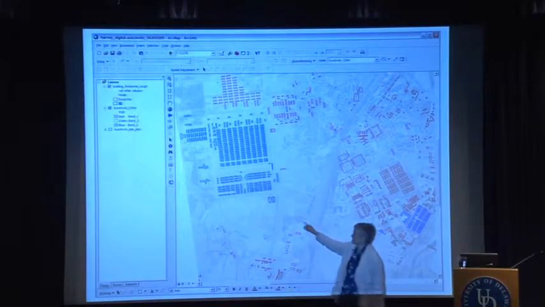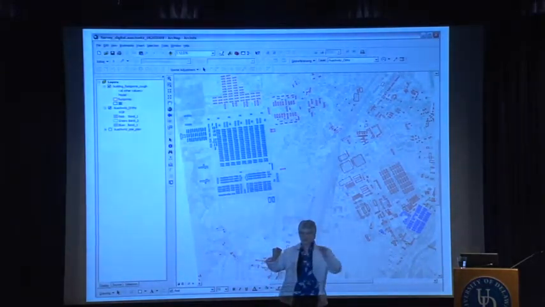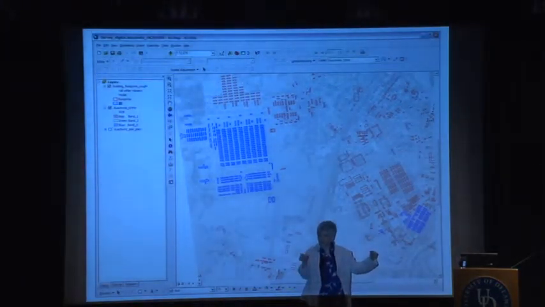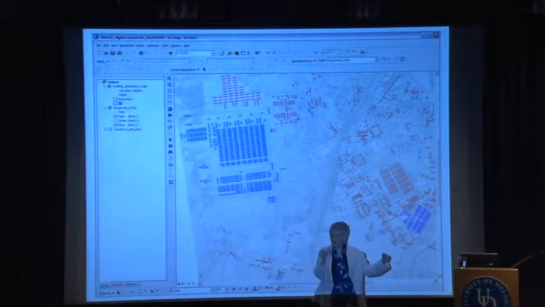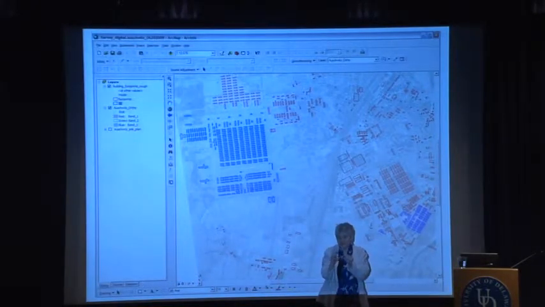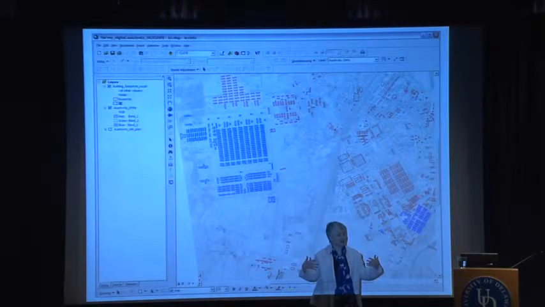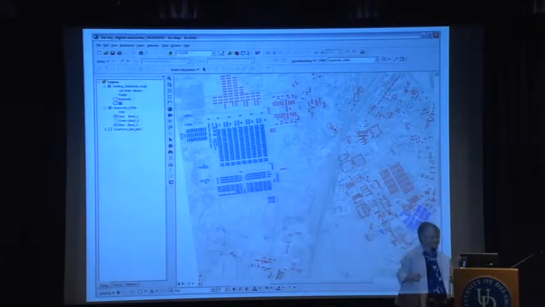So this is a database where every building is an entry in the spreadsheet that has attached to it who designed it, when it was built, whether it was built, what the function was, and so forth. So this then becomes another kind of map that you can ask questions about.